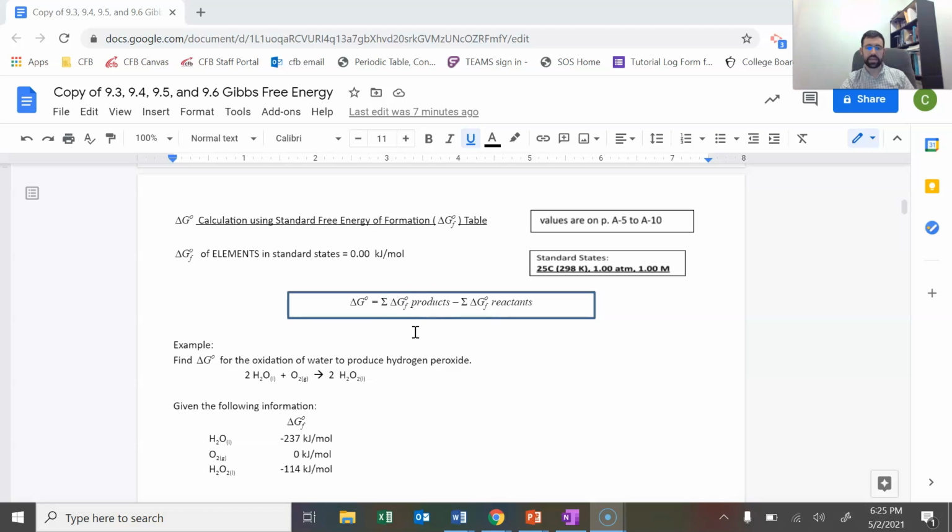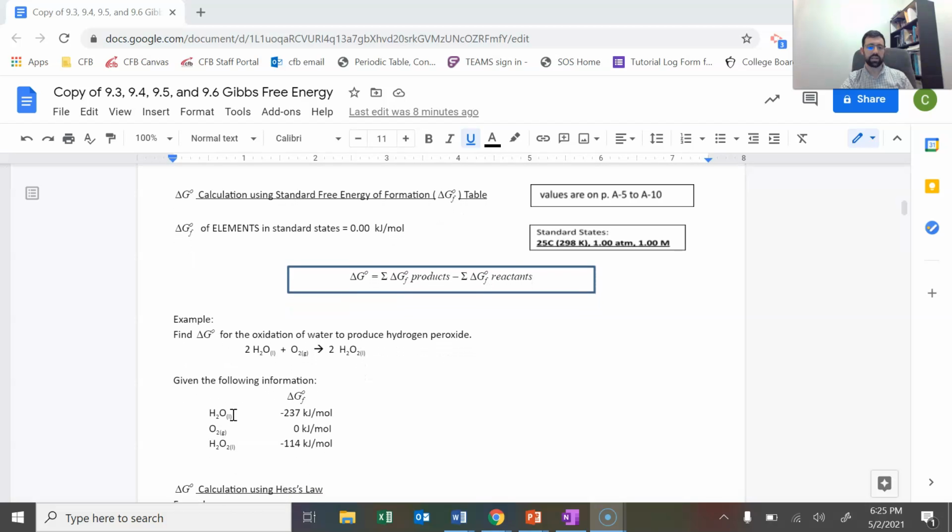Okay, so the summation of the standard Gibbs free energy of formation of the products, minus the summation of the standard Gibbs free energy of formation of the reactants. And that's going to give you your change in Gibbs free energy. Remember, if this is a negative value, it is a thermodynamically favorable process. If this is a positive number, it's going to be a thermodynamically unfavorable process.